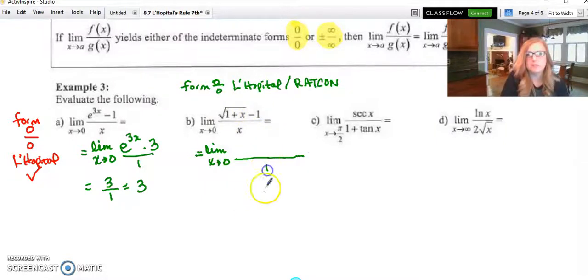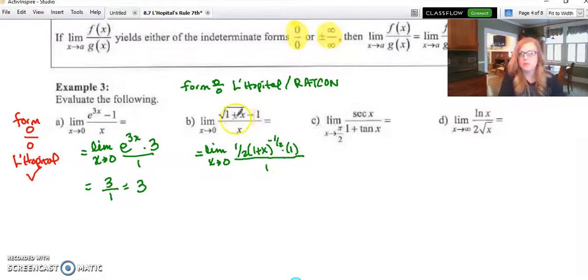The bottom is easy, derivative of that is 1. Your derivative of 1 plus x to the 1/2 is 1/2 times 1 plus x to the negative 1/2. Don't forget chain rule, even though technically it's times 1 because it's 1 plus x. And then minus 0 because of that. So that gets us to here.